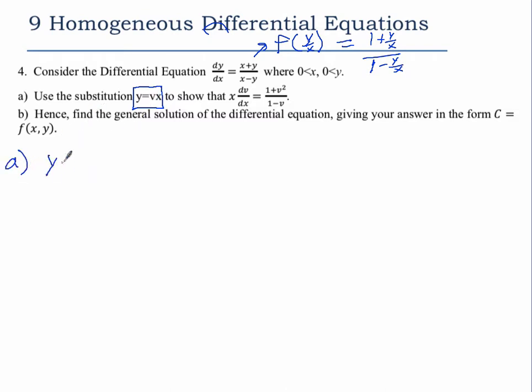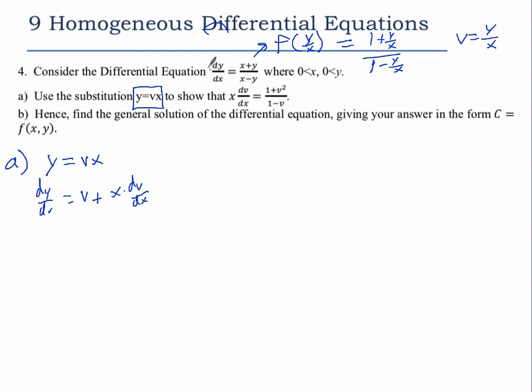All right, so let's start with letting y equals vx. In other words, v equals y over x. So wherever we see y over x, we can substitute in v. But if we differentiate this, we get dy/dx equals, by product rule, v plus x times dv/dx. That's just using product rule.